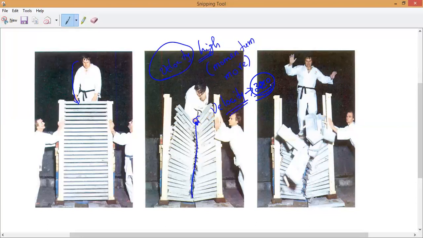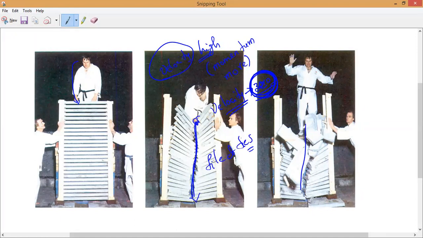Whenever he hits these tiles, the velocity will become what? Zero. But by the time the momentum is created, that momentum is passing throughout the where? A pile of tiles. So that is why all the tiles will break or be damaged.